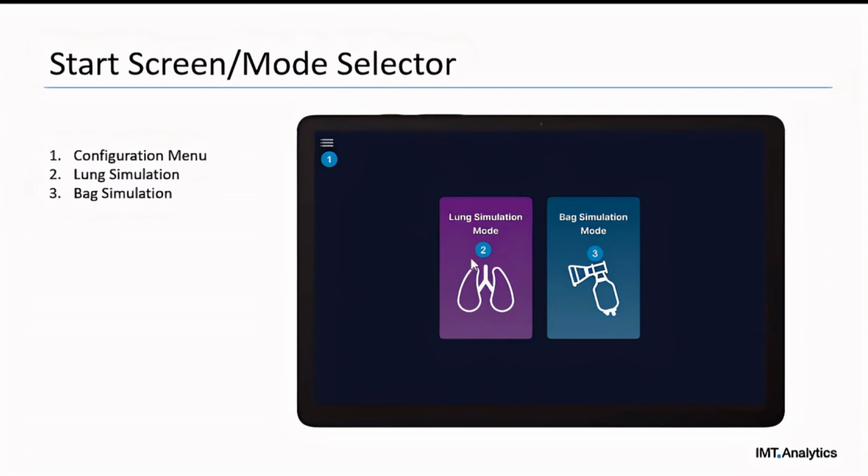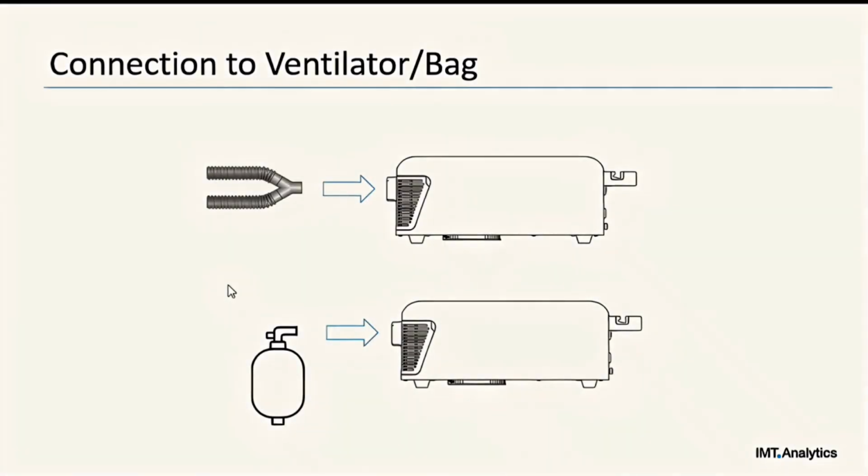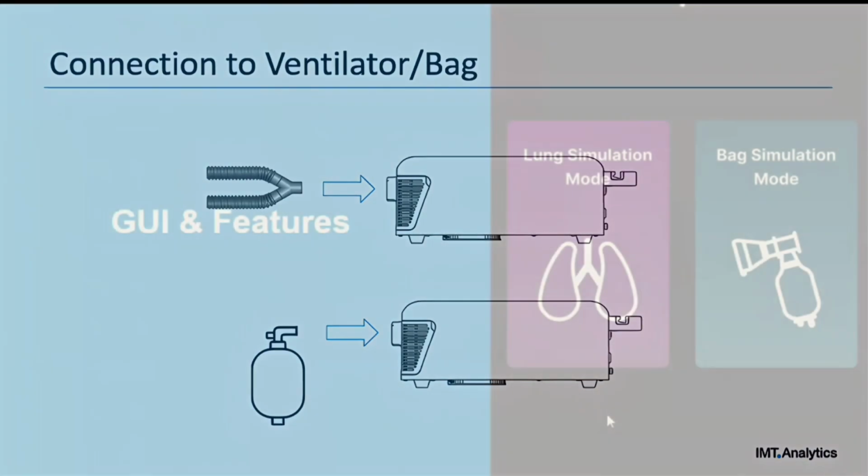When you have started up your control tablet, you will see this. You will see the mode selector. You can start with a lung simulation. You can also go into the configuration menu if you want to adjust something. I will show this when I have the walkthrough. And you also have the bag simulation mode. You can choose. This is the connection. So either you put a bag directly to alveo, or you put one single limb, dual limb, whatever kind of limb. You can also use humidified gases when simulating. This is possible with alveo.